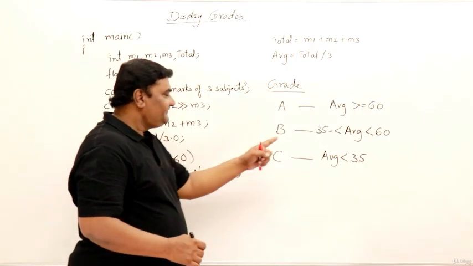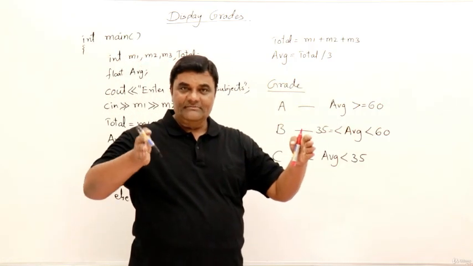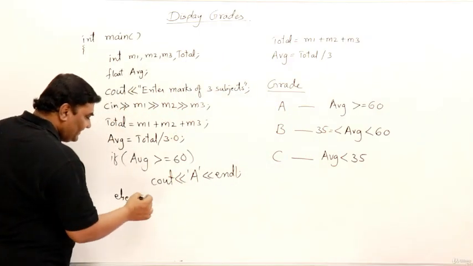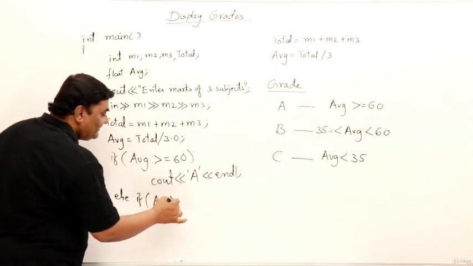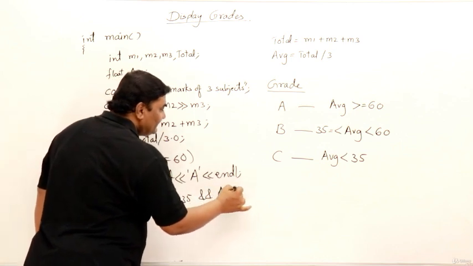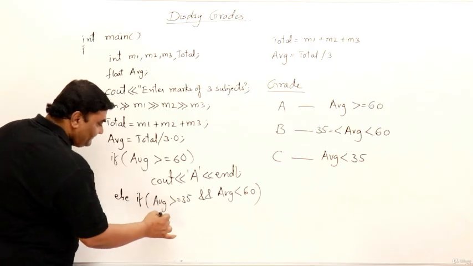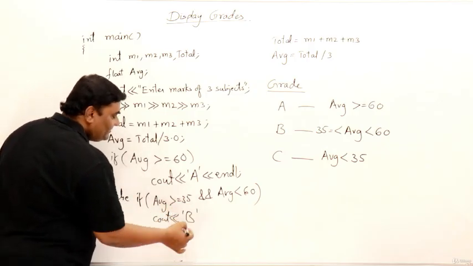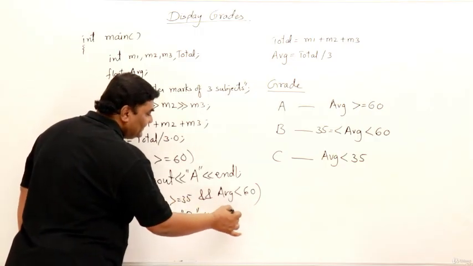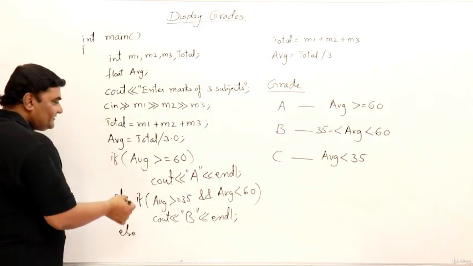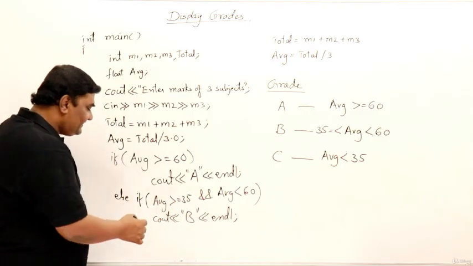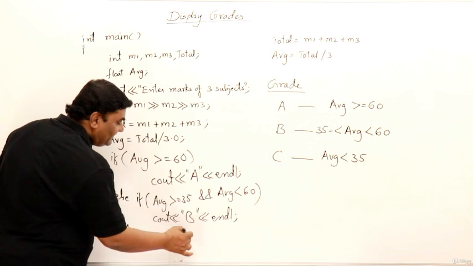Now remember, this is within the range 35 to 60. From 35 to 60, between means you have to take and. So I have to write 2 conditions. Average is greater than or equal to 35 and average is less than 60. Then for this we will display B. So I can use double quotes or single quotes, anything. Single quote will be a letter, double quote will be a string, then endl. Then else means if it is not greater than 60, not between these two, then definitely it is less than 35. So when it is less than 35, we will say cout, grade is C.